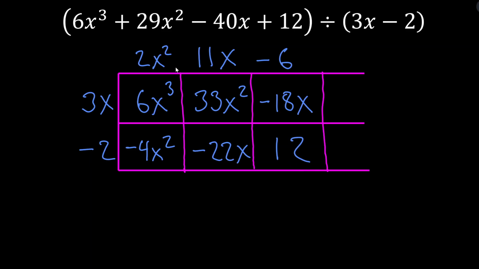Awesome. So what we just did was we answered the question, what do we multiply 3x minus 2 by to get this long polynomial here? And that is 2x squared plus 11x minus 6. That is our quotient. That's the answer to this division problem. And we literally have proof of it right here in this box. We can see the area.